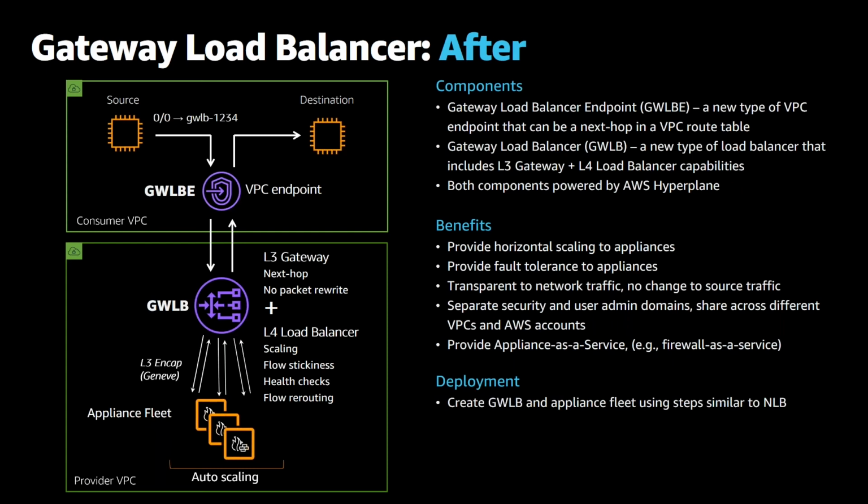Deployment: you create a gateway load balancer in the appliance fleet using steps similar to the network load balancer, like I was saying before. Basically, you go to your EC2 dashboard and load balancers, and it's going to be right there. I'm going to send all my traffic to the gateway load balancer endpoint, and that's how it works, right?